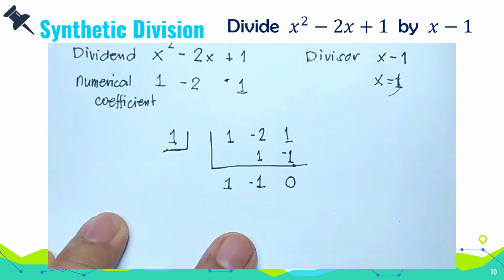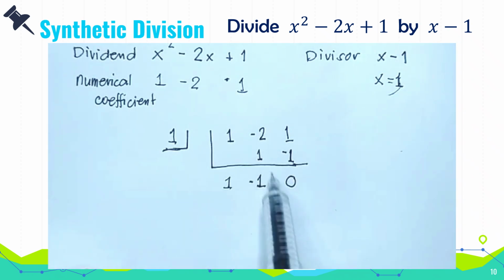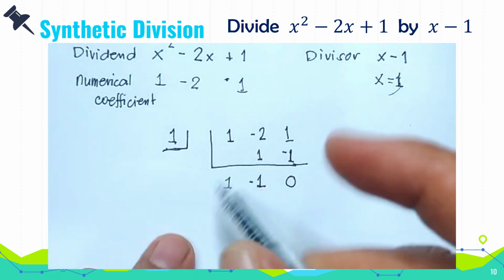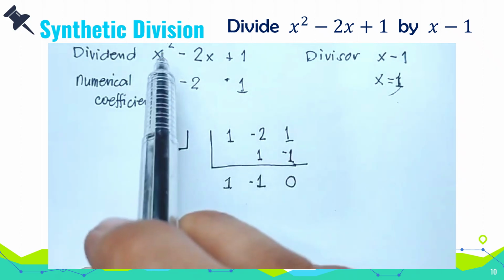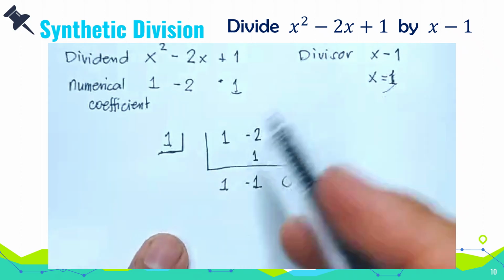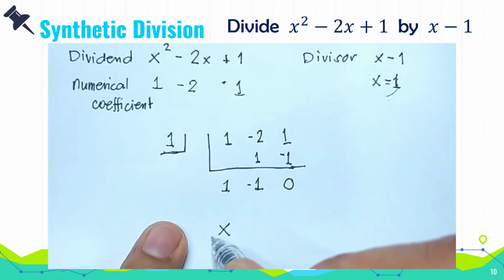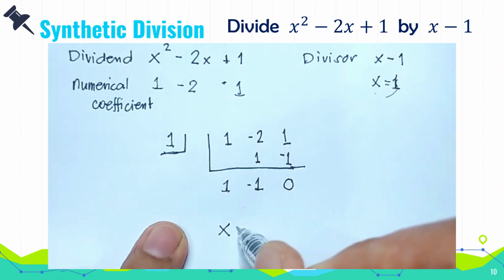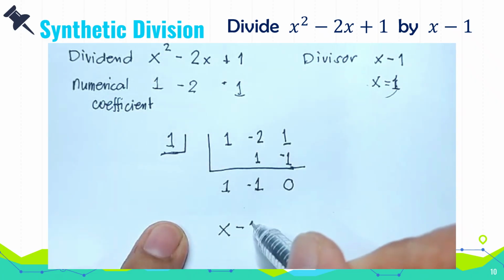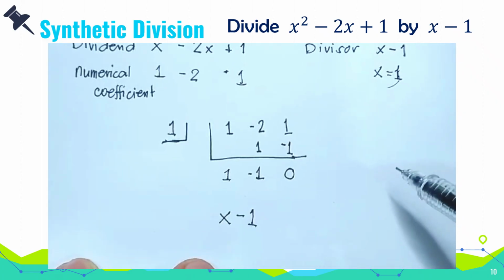We write the final answer using these numerical coefficients. Subtract the exponent by 1. So we will just have x, positive 1, understood to have 1. The constant here will be 1. So this is the final answer.